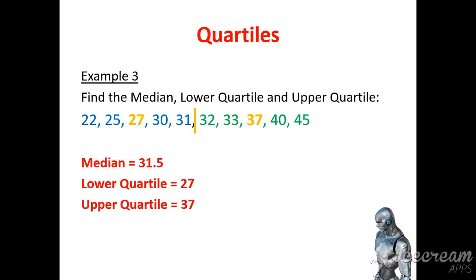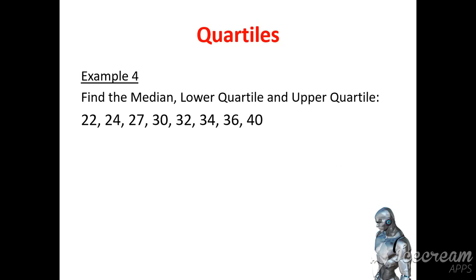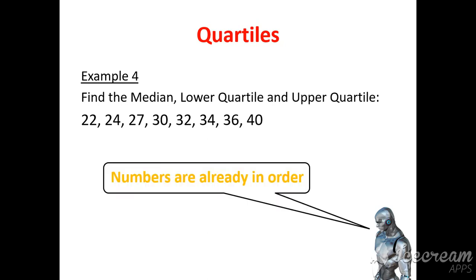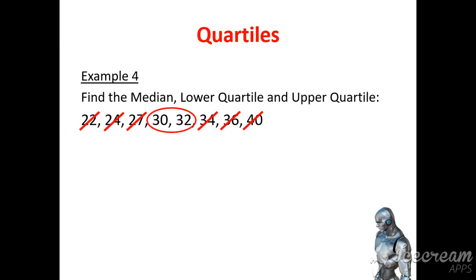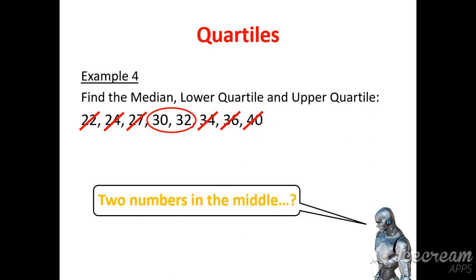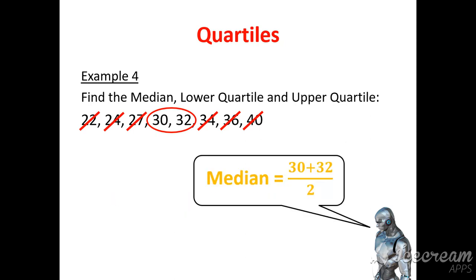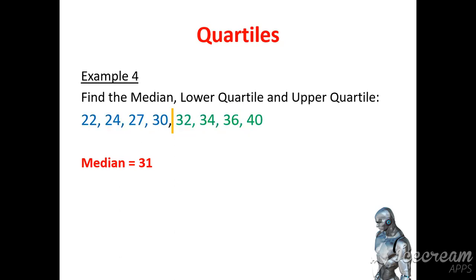Right, let's move on to our final scenario, number 4. Find the median, lower quartile, and upper quartile for this group of numbers. So here we go. Count into the middle. Yes, the numbers are in order. Thank you for checking. Count into the middle and find 2 numbers in the middle. So what did we do? We added them up and we divided by 2, and that gave us halfway between 30 and 32, which is 31. So because it's halfway between them, I'm going to put a line in the middle here, and that represents my median in the middle.